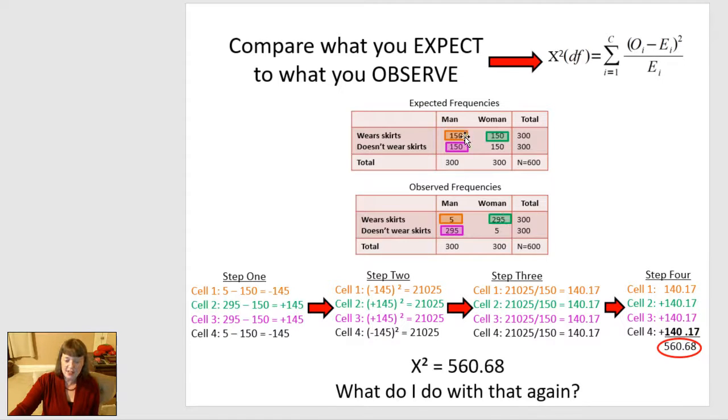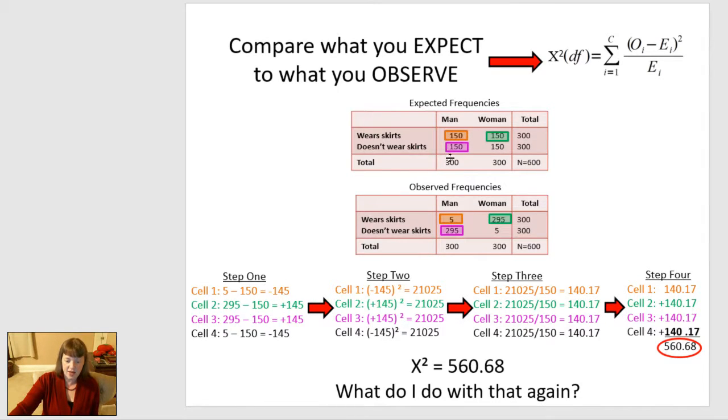Now I'm looking at the first cell, the one I've labeled in orange, men who say they wear skirts. I take 150, which is what I should see if gender and skirt wearing have nothing to do with each other, and I compare it to what I actually see, which is only 5. 5 minus 150. There's a pretty big split here. So things in the actual universe are looking really different compared to the null universe. And I do the same thing with women. I do that for the second cell, women who say they wear skirts. 295 women actually say they wear skirts compared to 150 where the null would say there's no relationship between gender and skirt wearing. So I get positive 145.